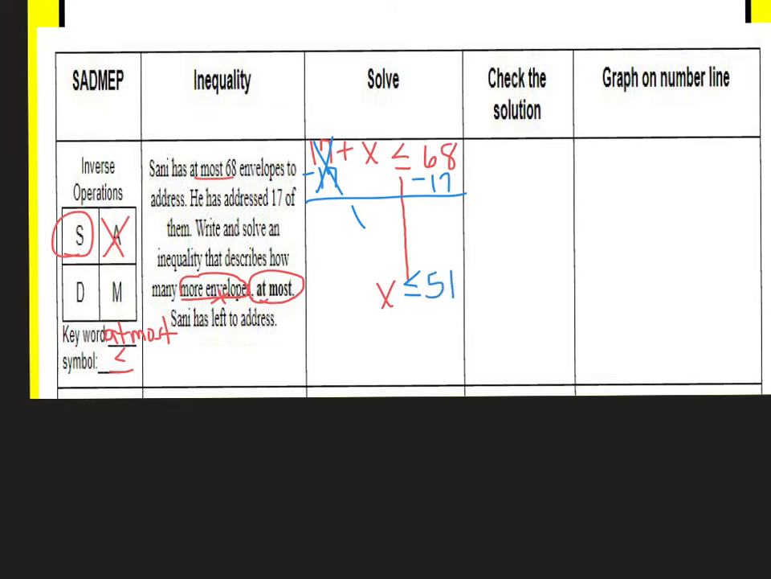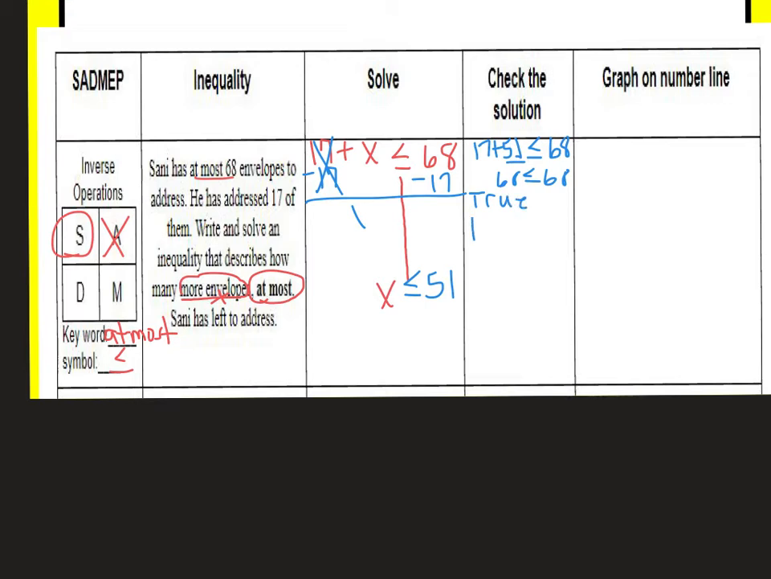So that means, how many more envelopes will he need? Well, he's definitely going to need 51 more envelopes. So if I check my solution of 51, if I add 17 plus 51, is that less than or equal to 68? Well, when I check that, 68 is less than or equal to 68. That means that that solution keeps this inequality as a true inequality.